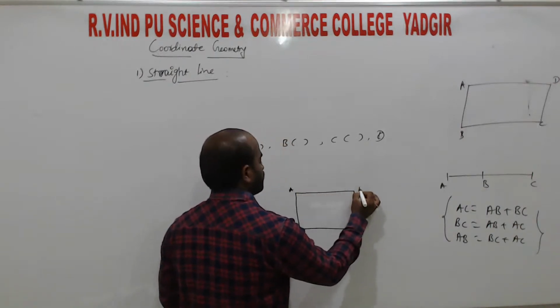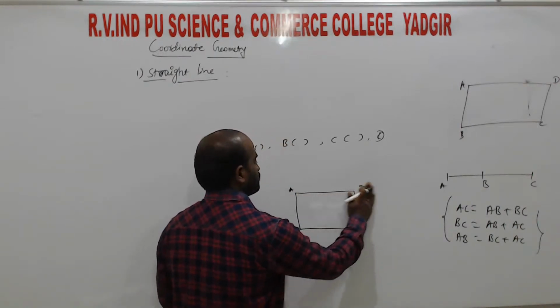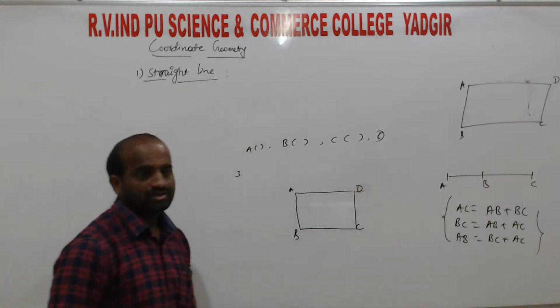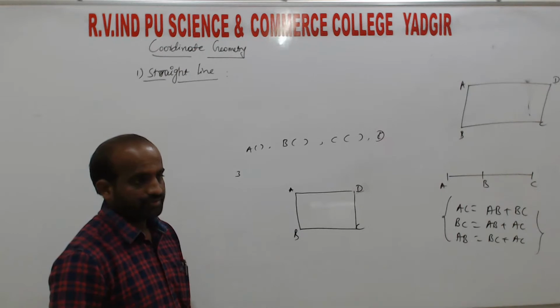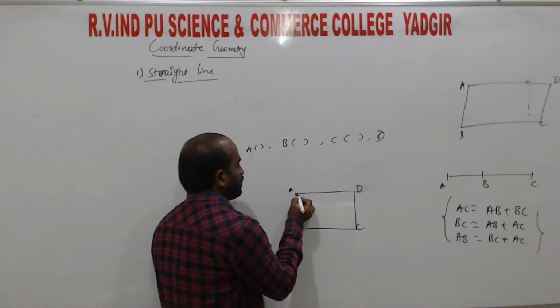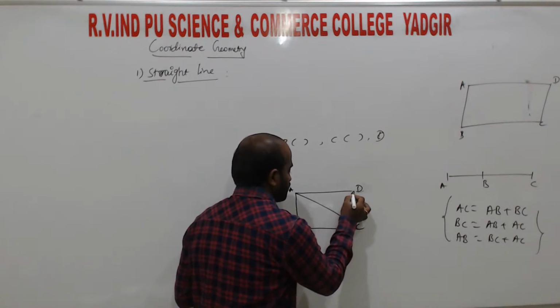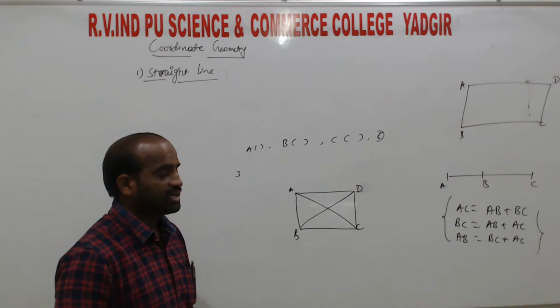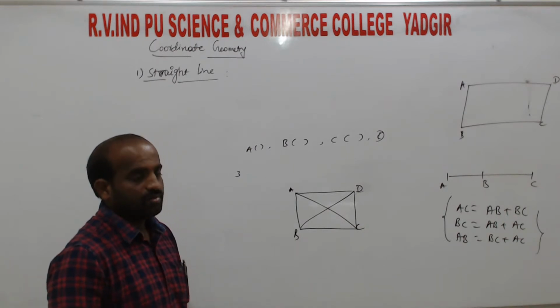Square ABCD: all sides are equal. Now the diagonals are also equal. In a square, all sides and diagonals are equal.